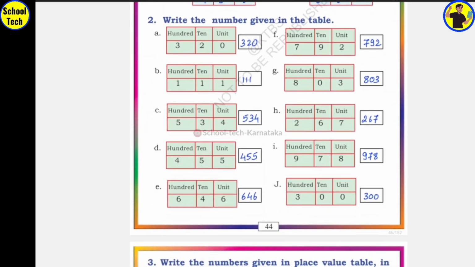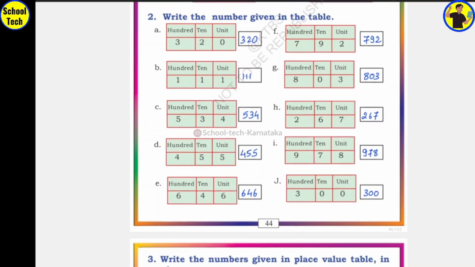Second one we have write the numbers in given table. So the first one we have here is at units place we have 0, at tens place we have 2 and at hundreds place we have 3. So this is 320. The number is 320. Now the next one. In the units place we have 1, in tens place we have 1 and in hundreds place we have 1. So the number is 111. Similarly you can solve the next questions.